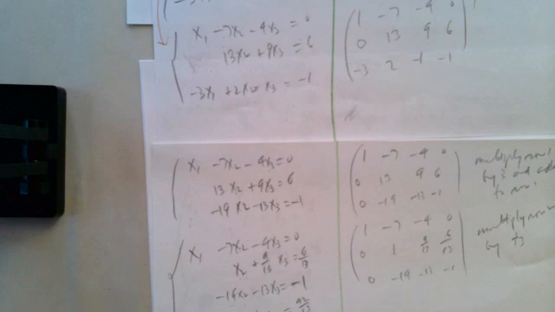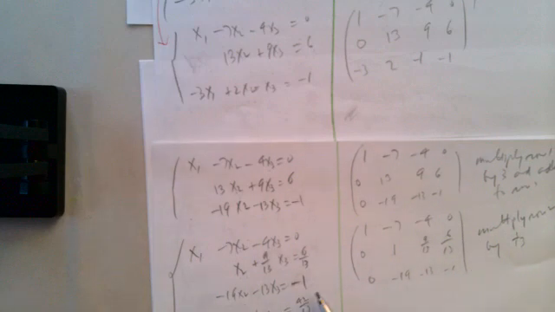And you'll notice the three operations which you're allowed to perform on a system of equations correspond to what are called the three elementary row operations on a matrix. They are the following. You can interchange two rows. You can add a multiple of one row to a different row. And you can multiply a row by a scalar. Okay.